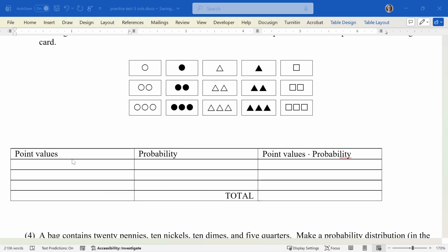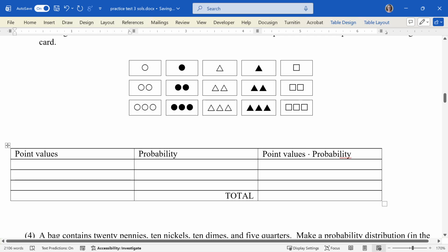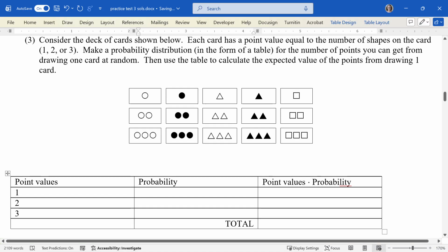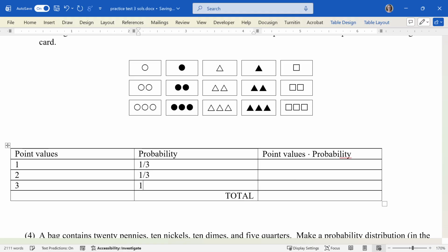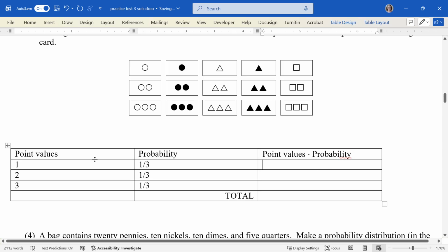Okay, so here's my table. The number of possible point values is the number of shapes on the card, so you can only get 1, 2, or 3. The probability: how many cards do we have? So we're assuming equally likely to get each card, I guess. 1, 2, 3, 4, 5. This is 15 cards. Okay, so how many of the cards are 1 point? Oh, actually, it's just these rows. So 1/3 of them have 1 point, 1/3 have 2 points, and 1/3 have 3 points. This is going to be 1/3, 1/3, 1/3. Or you could do it as 5 out of 15. I'm just going to do it as 1/3. Okay. And now I'm multiplying these together.